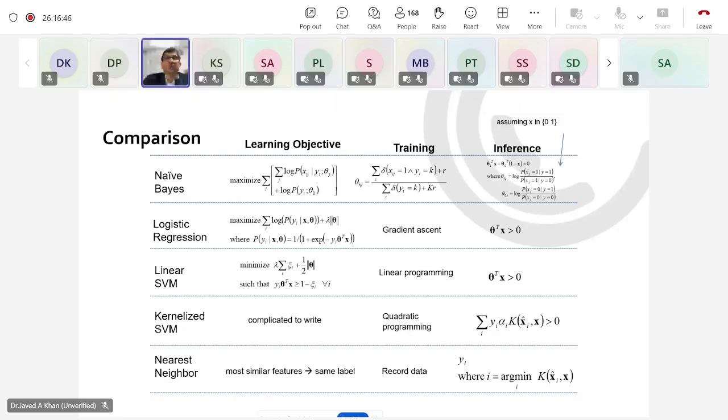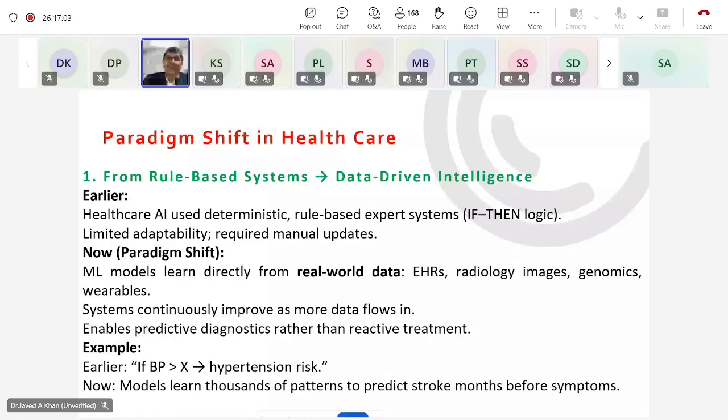These are some learning objectives, training and inference, which are useful for these classifiers: naive Bayes, logistic regression, linear regression, kernelized regression, and so on. These are the learning objectives, training and inference. So now let us see.